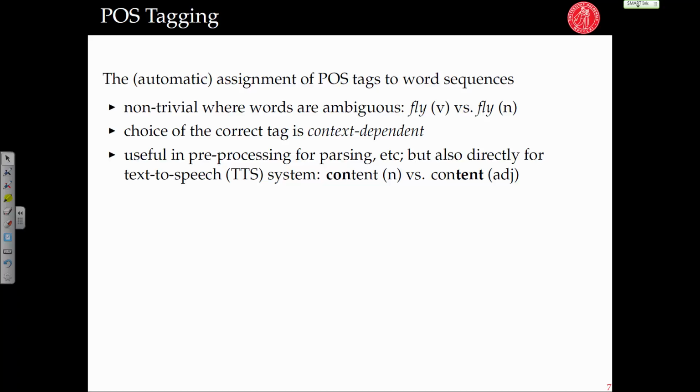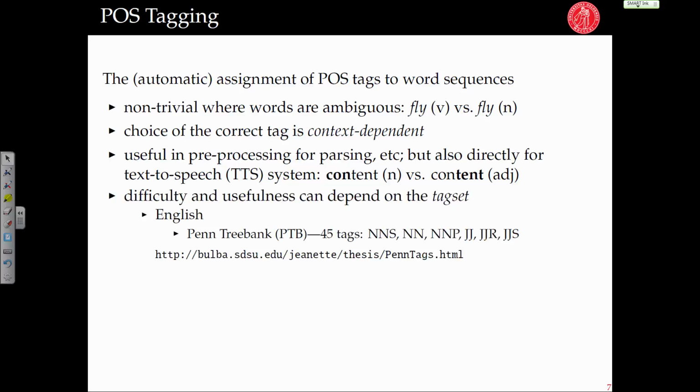So if your phone is talking to you, if your Siri is saying, I hope you are content with the content I am providing you, then you won't be content, right? Because it's not putting the stress correctly. So this is a direct application of why we use part of speech tags.